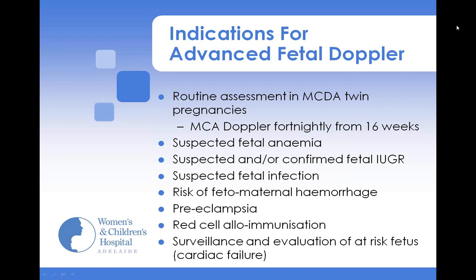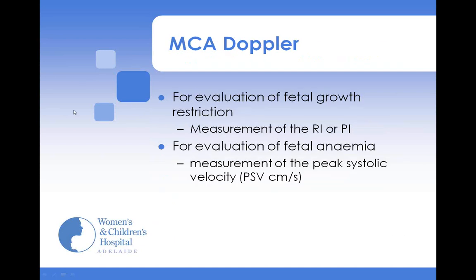We'll do advanced Dopplers in suspected fetal anemia, suspected and unconfirmed fetal IUGR, suspected fetal infection, risk of fetal maternal hemorrhage, preeclampsia, red cell alloimmunization, and surveillance and evaluation of an at-risk fetus with cardiac failure. So we'll start with the MCA Doppler. When we use it to evaluate growth restriction, we measure the resistance index, or the PI. And when we evaluate the fetus for anemia, we measure the peak systolic velocity.